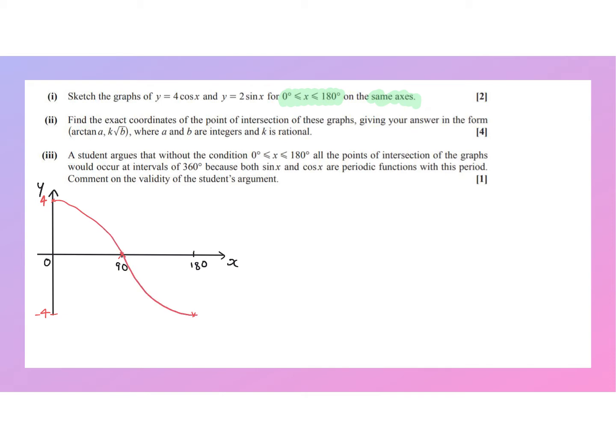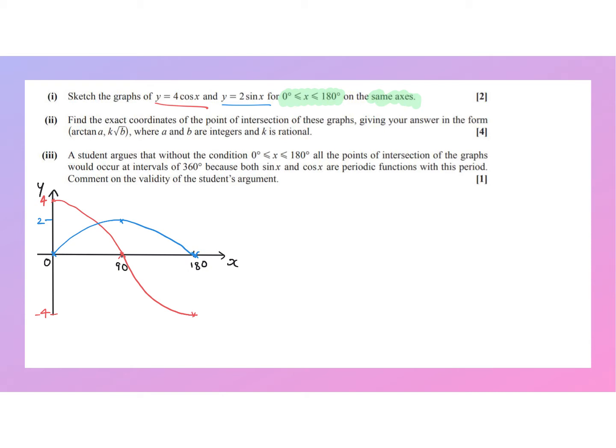Now, the sine graph is y equals 2 sin x. So it will start at 0, 0. At 90 degrees, it will go up to 2 on the y-axis. And then 180 degrees, it will go back down to 0. So the curve will look like this.